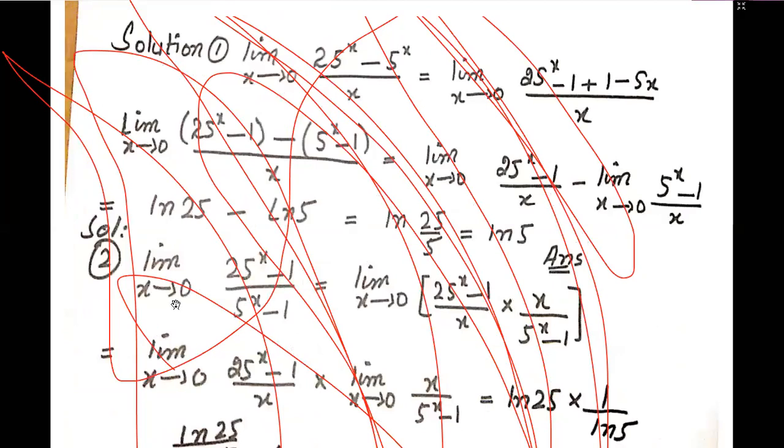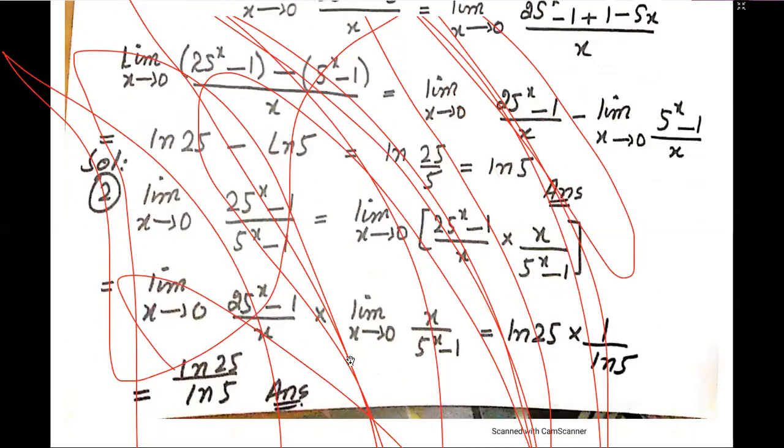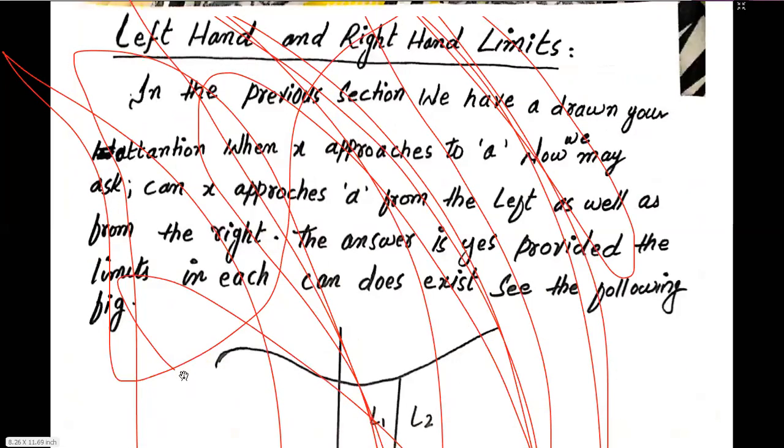Now in the second problem, here we need x, it means we multiply and divide by x, and this limit is limit of (25^x minus 1) over x into limit x tends to 0, x upon (5^x minus 1). Now this is the same, (a^x minus 1) over x, so this equals ln 25 into the reciprocal, 1 upon ln 5. With the help of the above important limit, we can solve many other problems.